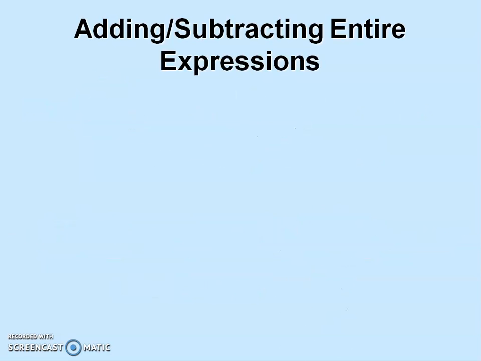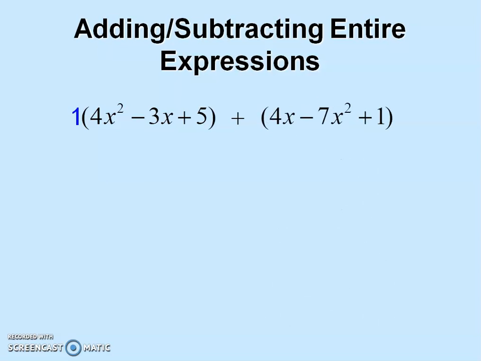Cool. Finally, if you are going to add or subtract an entire expression, so if you have a polynomial that is in parentheses in a bracket, if you are adding the whole thing, it's as if there's a 1 in front of that bracket. So I have 1 4x squared, 1 negative 3x, and 1 5. And here I'm adding 4x, I'm adding negative 7x squared, and I'm adding 1.